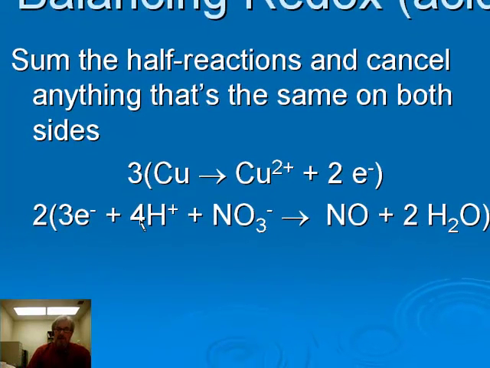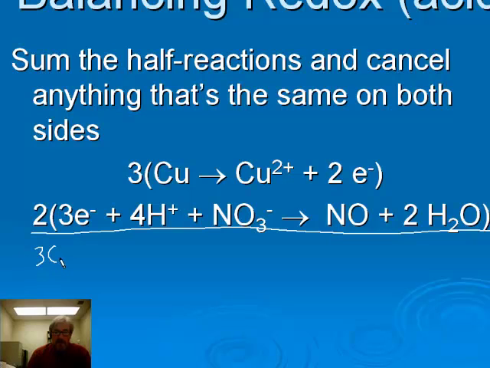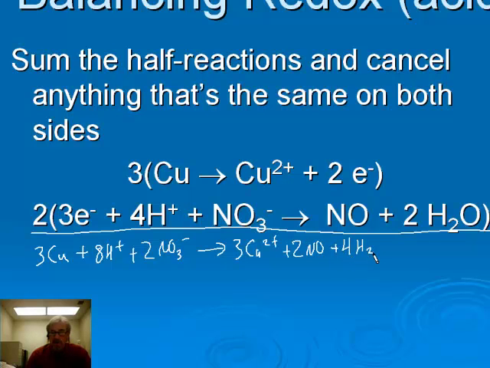So with the reaction I'm working with right now, I'm going to add these together and see what my overall reaction is. From the top, on the left-hand side, I have 3 coppers. From the bottom on the left-hand side, I have 6 electrons, but I know the electrons are going to cancel out, so I'm not going to write them down. 2 times 4 is 8, so 8 H pluses. 2 times 1 is 2, so 2 nitrates. On the right-hand side of the arrow, from the top half reaction, I have 3 Cu2+. And from the bottom half reaction, I have 2 times 1, which is 2 NOs, and 2 times 2, which is 4 H2O.